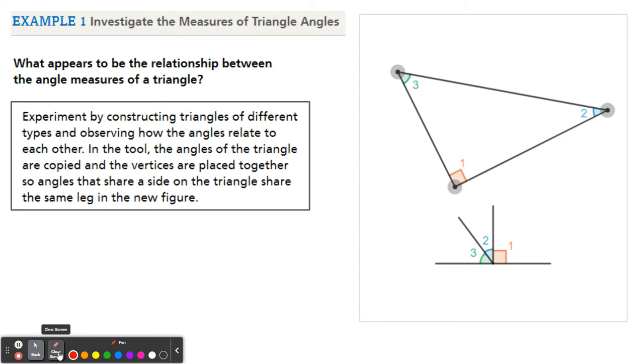So let's do some investigation. It says, investigate the measure of the triangle's angles. What appears to be the relation between the angle measures of a triangle? So let's take a look here. It says experiment with this. So let's click on this and see what happens.